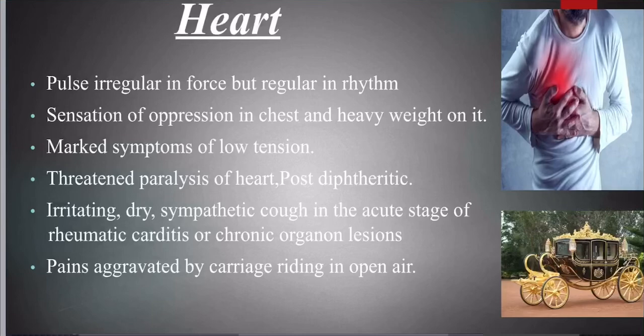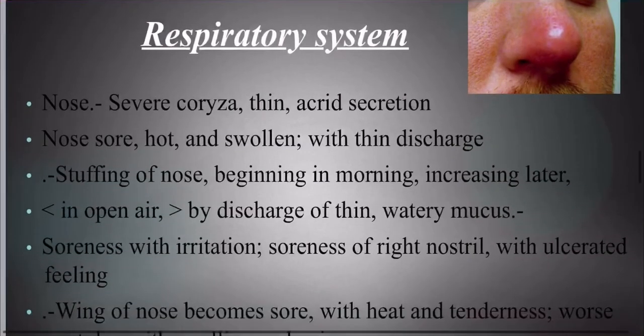Paralysis of the heart after the diphtheritic condition. Once the person suffers from diphtheria, then post-diphtheritic, he will end up with paralysis of the heart. Then we read about the irritating, dry, sympathetic cough very clearly. Where is it all found? In rheumatic carditis and chronic organic lesions. So finally, the heart complaints are aggravated by carriage riding and in open air.